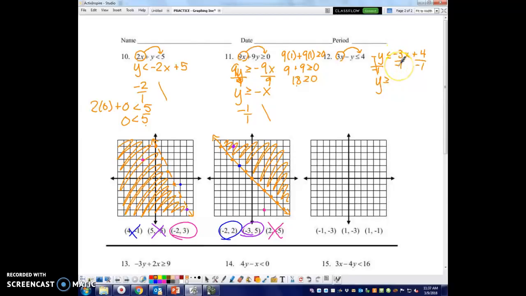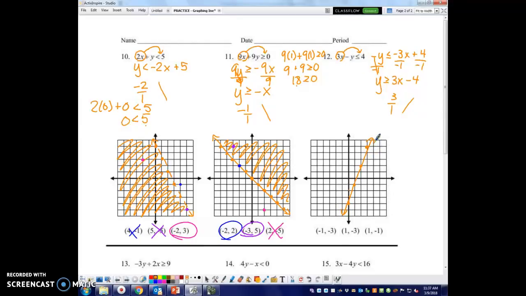So negative 3 divided by negative 1 is positive 3x. 4 divided by negative 1? Negative 4. Okay, so our y-intercept's negative 4. 1, 2, 3, 4. Okay, our slope is a positive 3 over 1. So it goes up. 1, 2, 3 over 1. Okay, is this solid or dotted? Solid, because we have that line underneath.